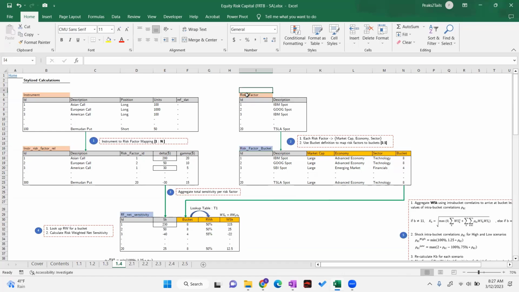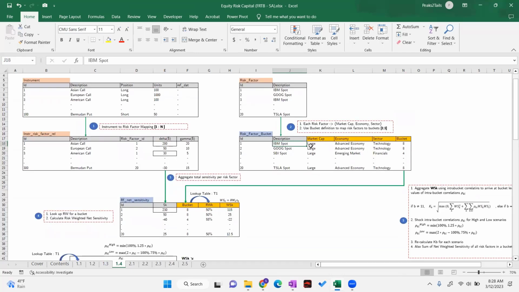Risk factor to bucket mapping. That's a 1-to-1 mapping. Every risk factor will be assigned to one bucket, not multiple buckets. All right. And how do you do that? There are three different indicators that we talked about, right? Market cap, economy, sector. For every risk factor, find out what the market cap is, what economy it's operating in, and what the sector is. Accordingly, you'll find the bucket number.